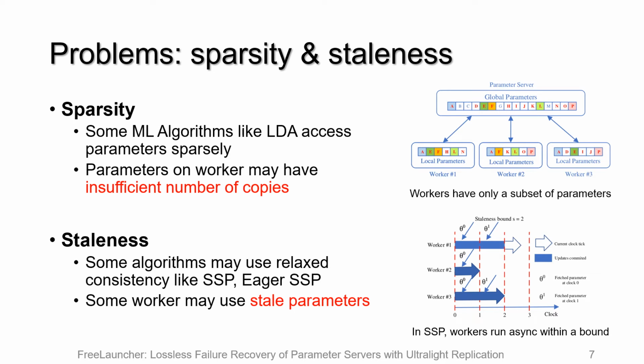The first one is the sparsity problem. Some machine learning algorithms like LDA access parameters sparsely, so some parameters may have an insufficient number of copies. If the servers and workers holding the same parameter fail together, then these parameters are lost and cannot be recovered. The second one is the staleness problem. Some parameter systems use relaxed consistency like SSP, and eager SSP, also known as SSP push, where some workers may hold stale parameters that cannot be used for recovery.